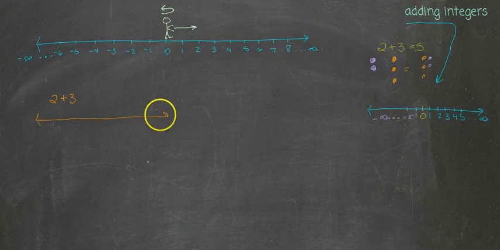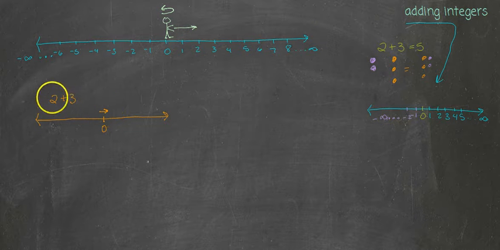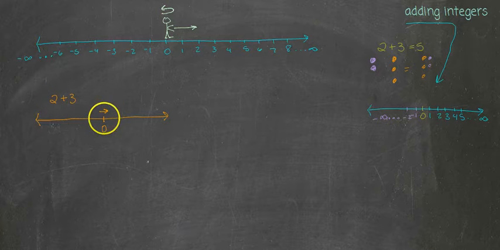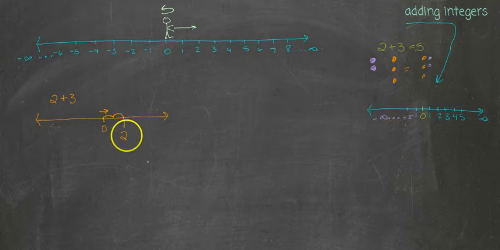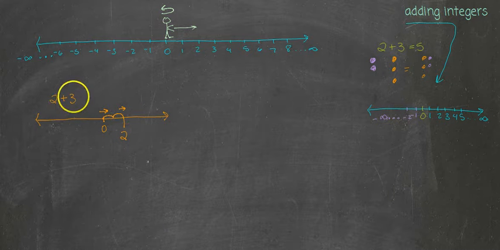So 2 plus 3, we always start at 0, and we're always headed in the right direction. So 2 tells us to go 2 steps in the right-hand direction. 1, 2. Now mark where you are. You're at 2, and you're still going the right direction. Plus 3 says keep going in the right direction.